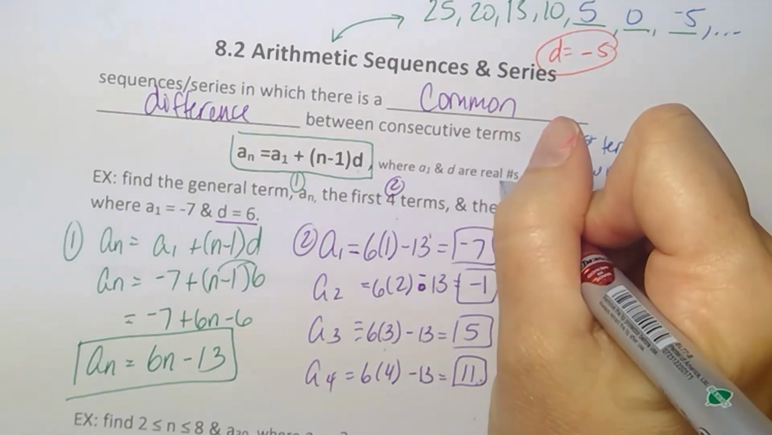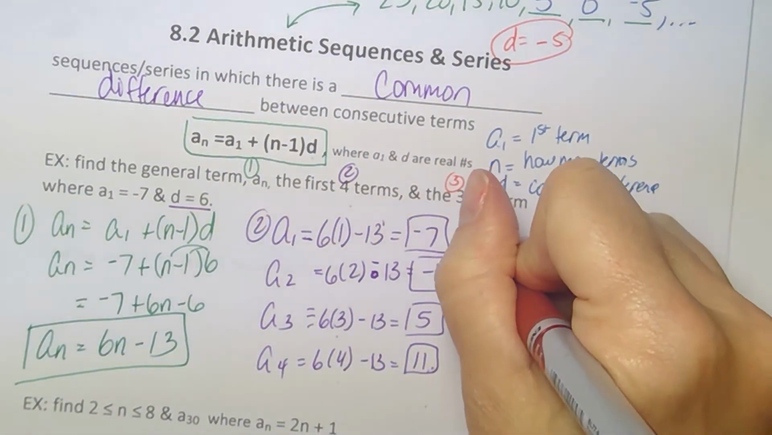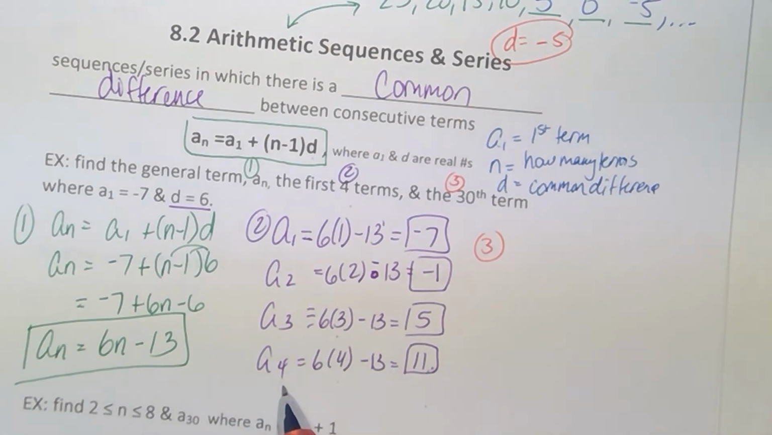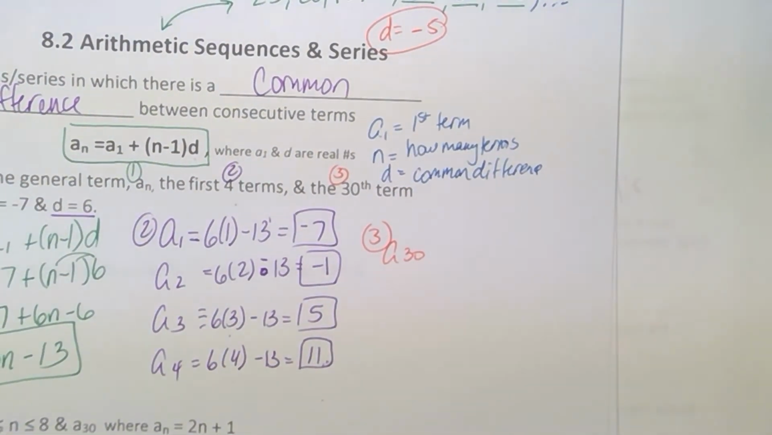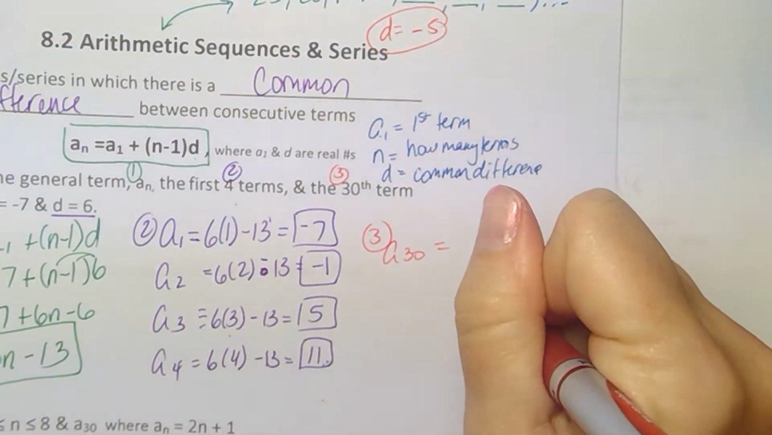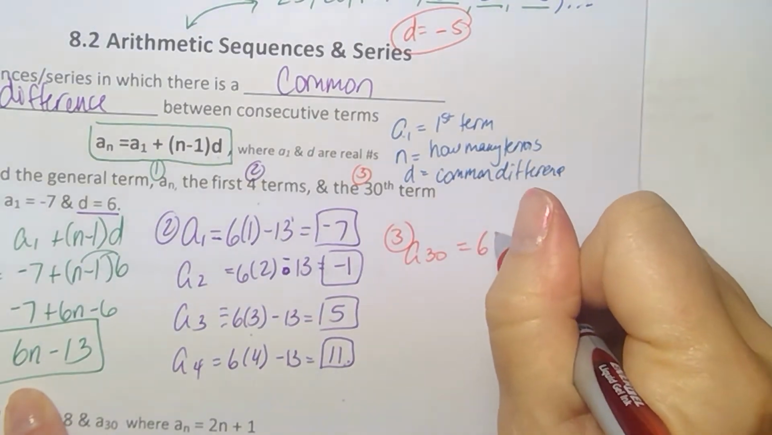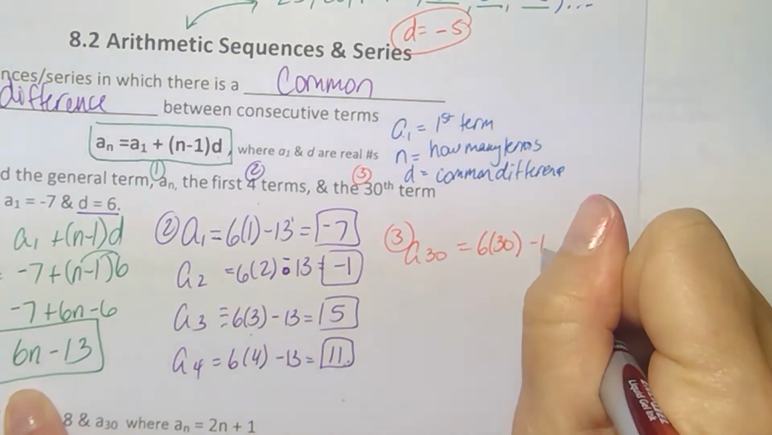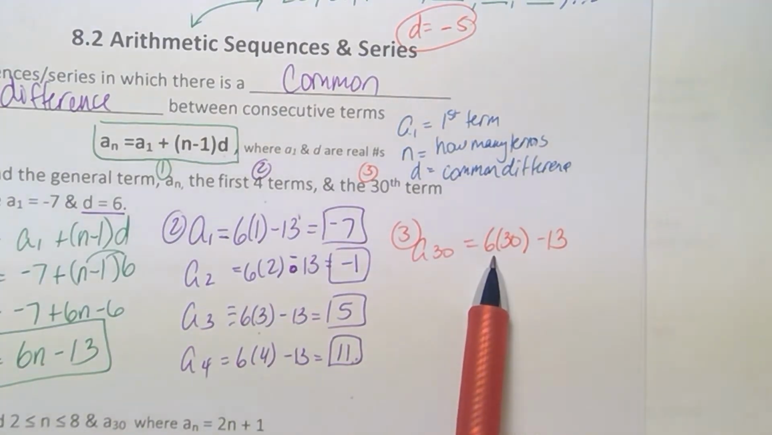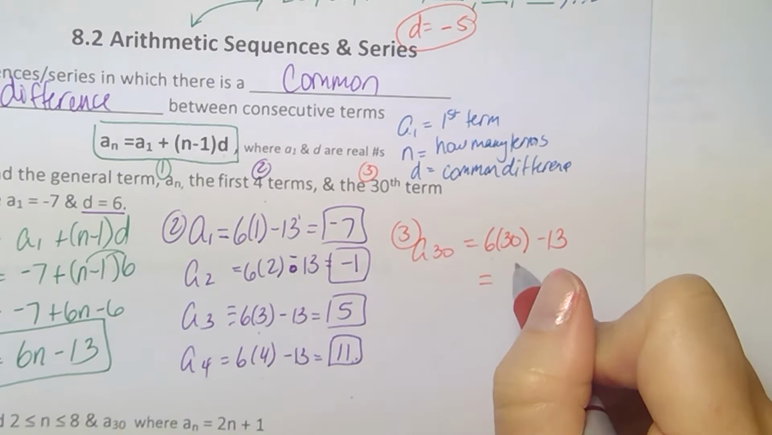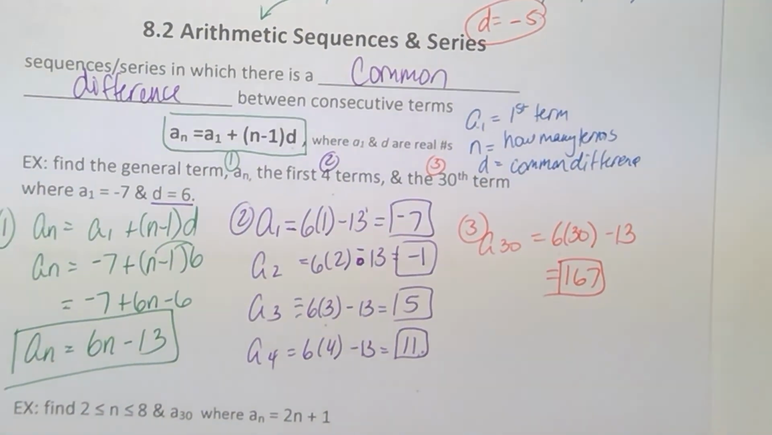The last piece of information I'm asked to give, however, is the 30th term. And it would take me a while to work my way from the 4th term to the 30th term. So in this case, it's really nice that this is not a recursion formula, and we do have a general term. So my general term is 6 times n. So this time it's 6 times 30 minus 13. Well, 6 times 30 is 180, and 180 minus 13 is 167 as my 30th term.